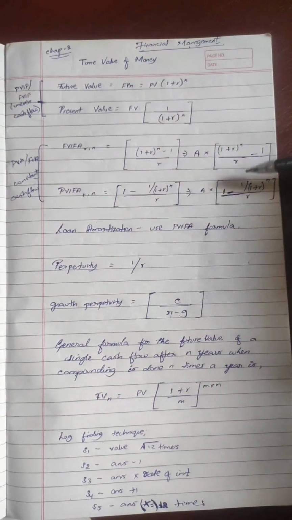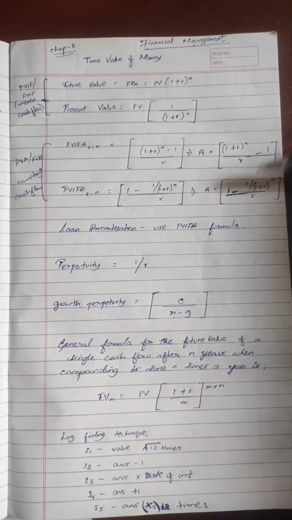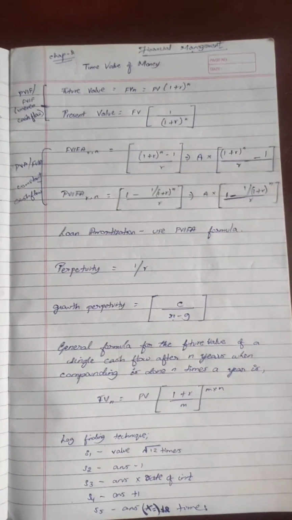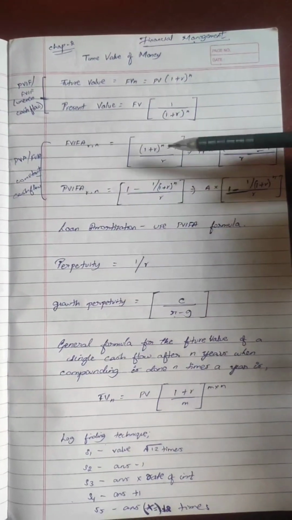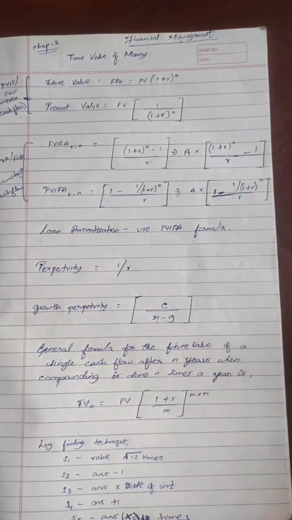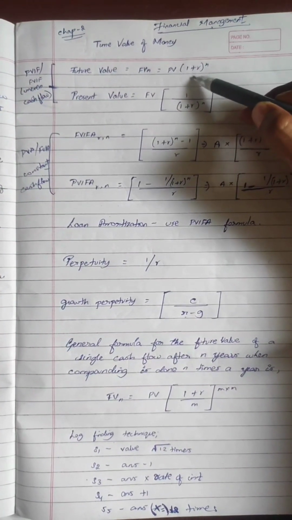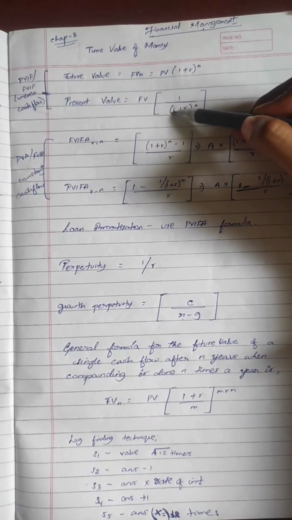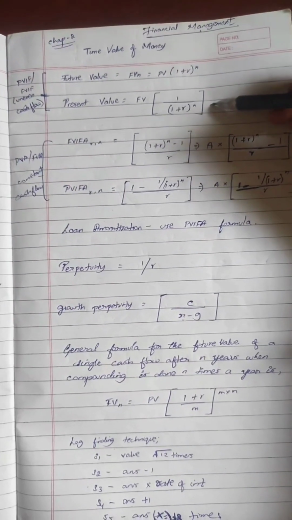While in the case of annuity, the amount of cash flow is constant. For example, you receive 2 lakhs every year for the next 5 years. In that case, we use the annuity formula. So these are categorized into future value interest factor annuity and present value interest factor annuity. The formula of FVIF is present value into (1 plus R) whole power n, and PVIF is future value into 1 divided by (1 plus R) whole power n.